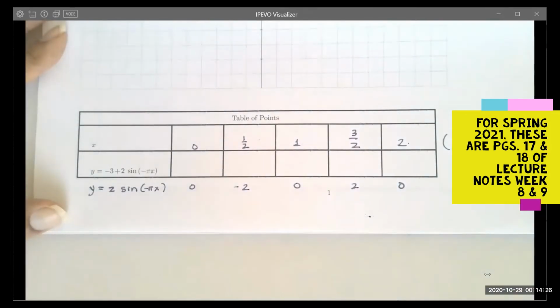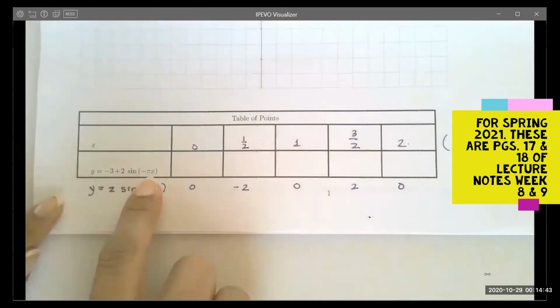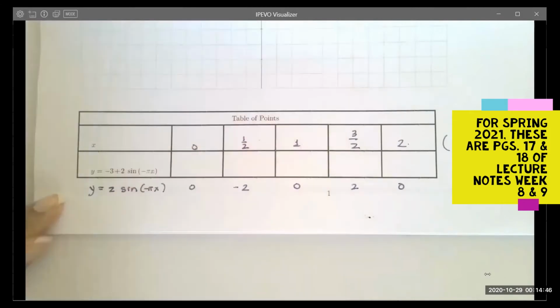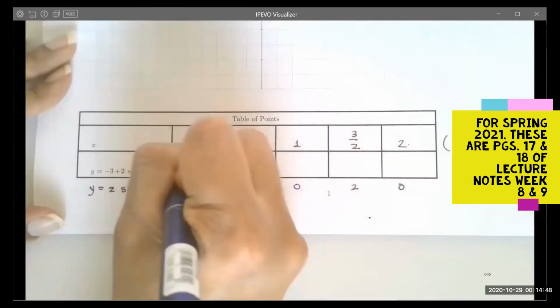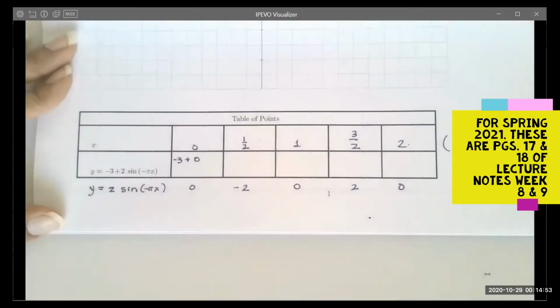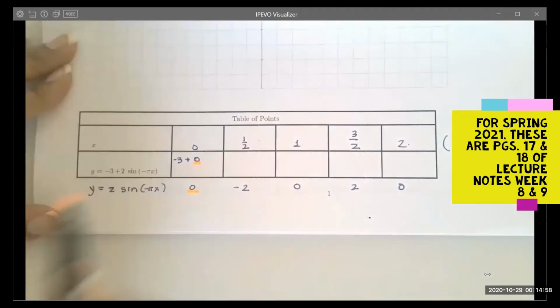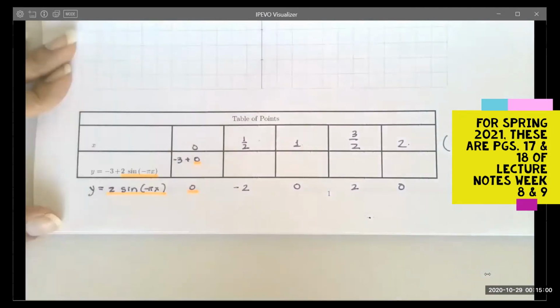Now, from what we saw with the parabola, whenever we add a negative constant, it shifts everything down. It shifts all of the y values down by whatever that constant was. So in this case, if 2 sine of negative pi x is 0 when x is 0, that means this equation is going to be -3 plus 0, where I'm actually just transferring this value here. That is the value of this equation.